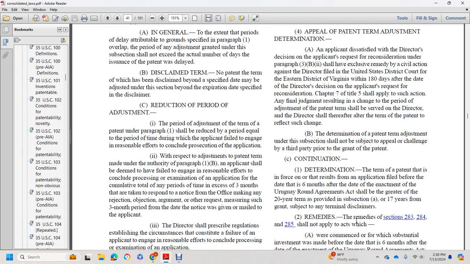The determination of a patent term adjustment under this subsection shall not be subject to appeal or challenge by a third party prior to the grant of the patent.